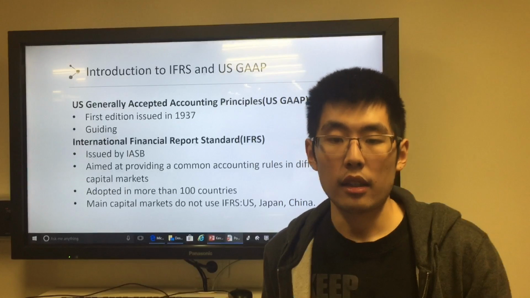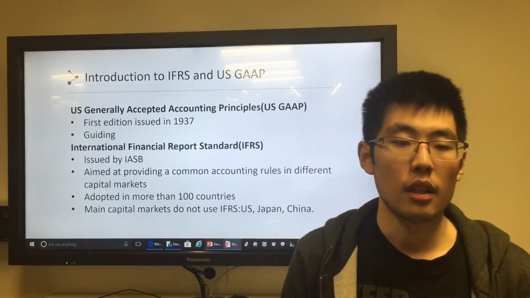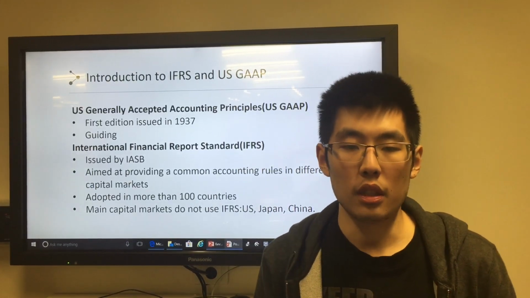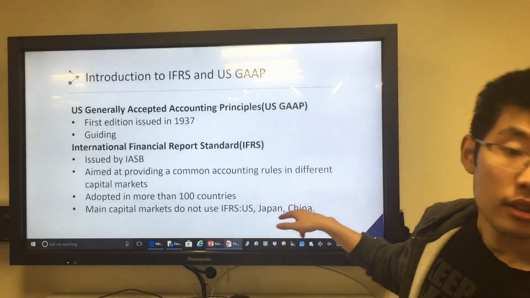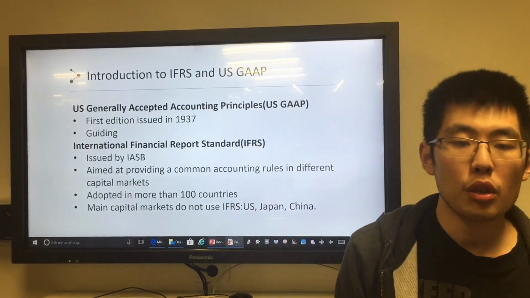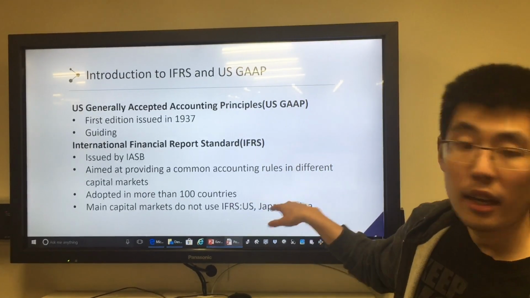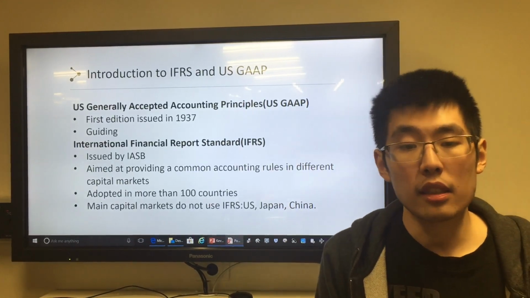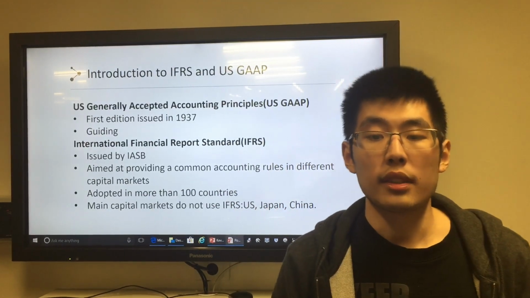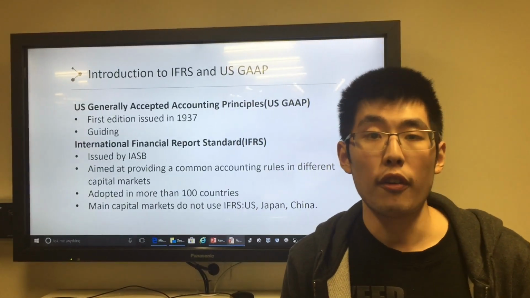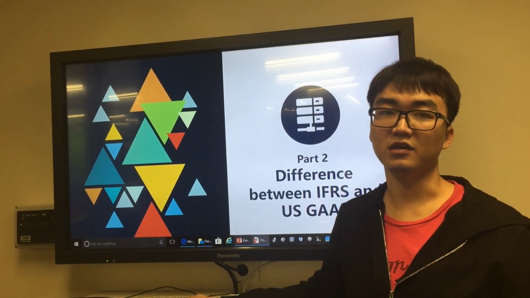It began as an attempt to harmonize accounting across EU countries. Then it was widely adopted in the world, excluding the US. The US, Japan, and China are the main capital markets that use their own accounting standards. However, Japan and China are developing their standards towards IFRS, while US GAAP still has differences with IFRS. Next, I will talk about the differences between IFRS and US GAAP.